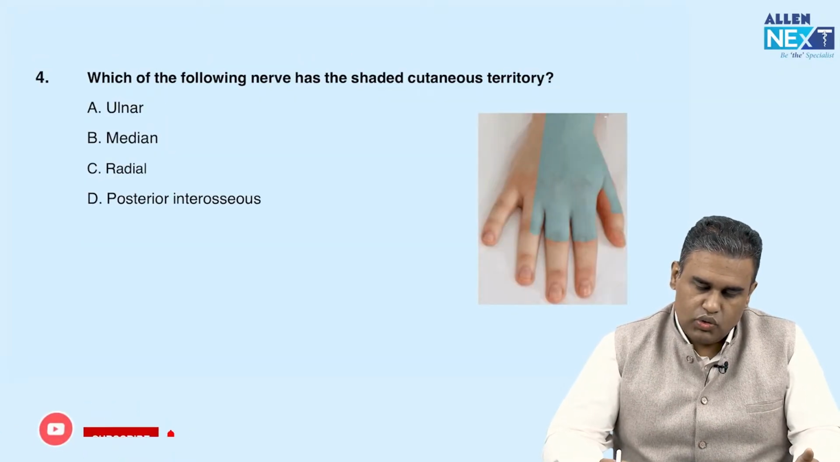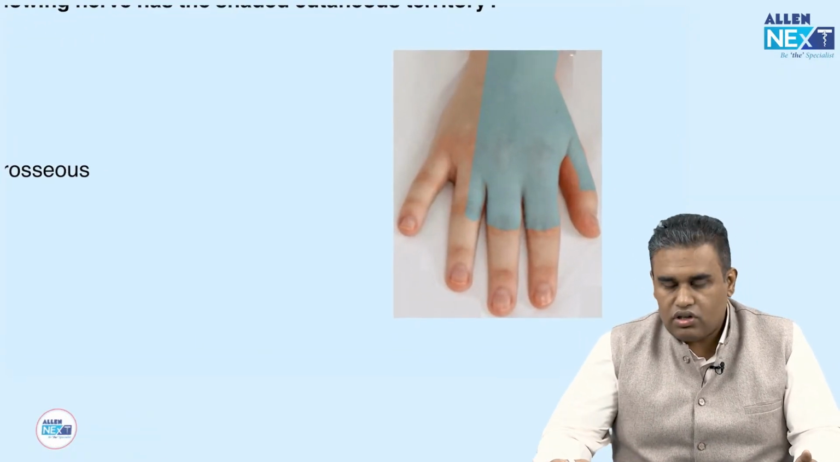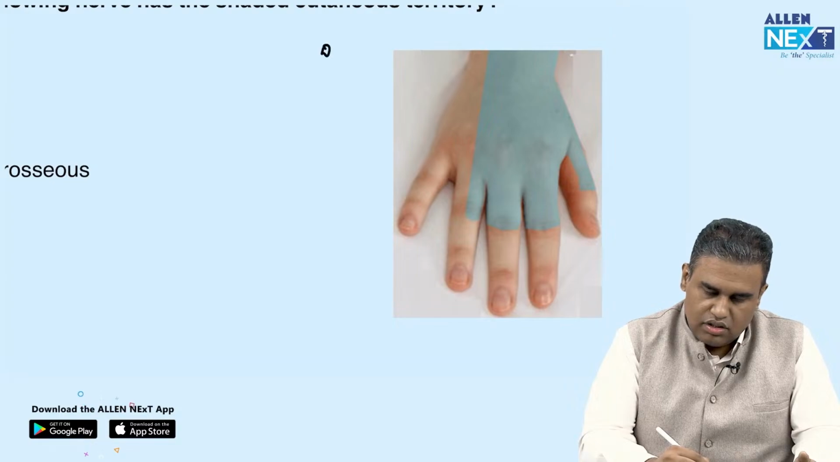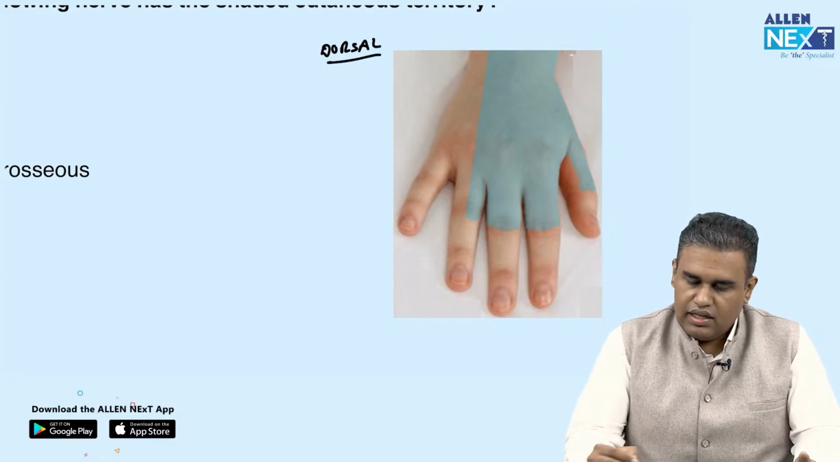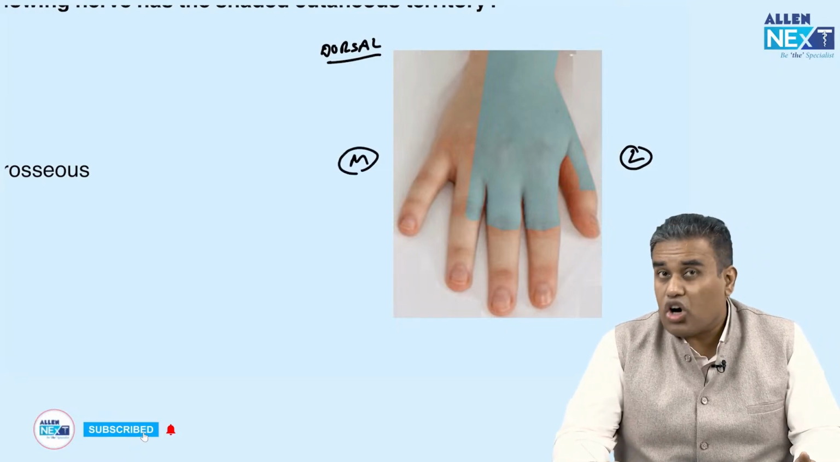Which nerve has the shaded cutaneous territory? Now look at the cutaneous territory over here. First of all, is it the palmar or the dorsal aspect? If you look at the nails, we know it is the dorsal aspect. Then there's the thumb, so this is lateral and that is medial. We are dealing with the lateral part of the dorsum of the hand.